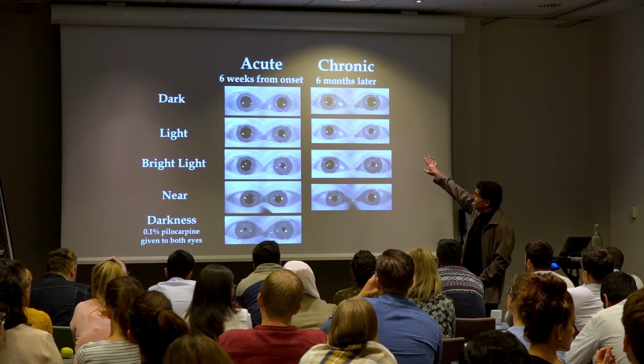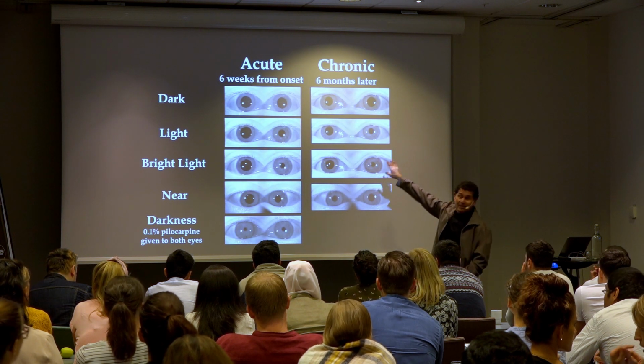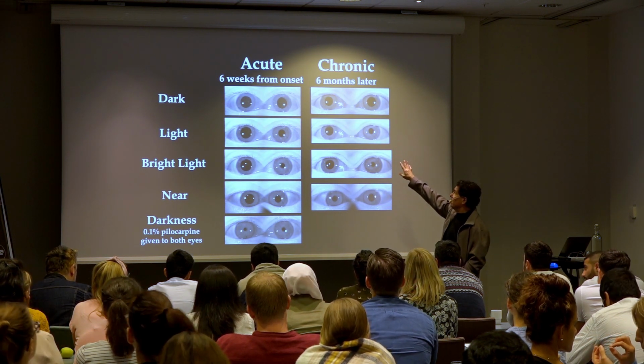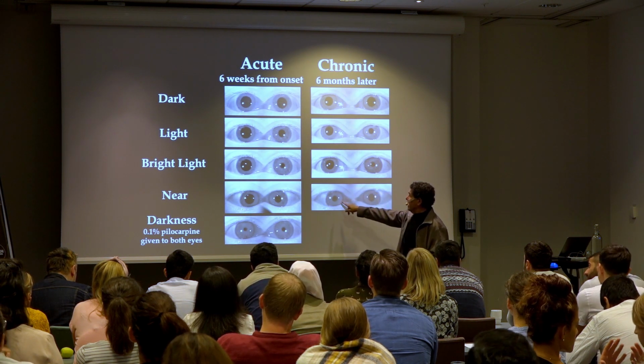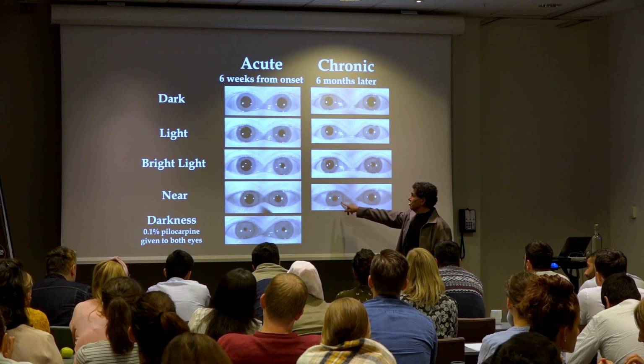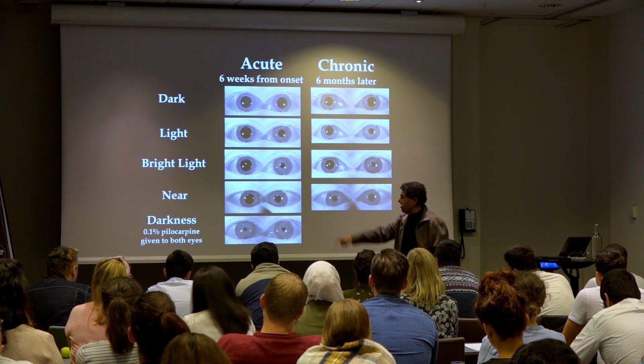Six months later, same patient. First of all, in darkness, you notice the right pupil's a little bit smaller, not much. It still doesn't react to light, but now it reacts to near. So you see there's convergence, and that's getting smaller.